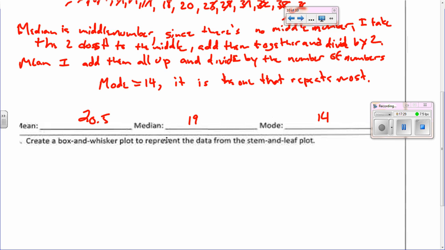Alright, create a box and whisker plot to represent the data from the stem and leaf. I'll leave that up to you guys. Remember, 25% of the data has to be below the line of the box. And you're going to have your median. And there's going to be 25% of the data between those two. And then 25% of the data between your median and Q3. And then lastly, 25% between Q3 and the top.